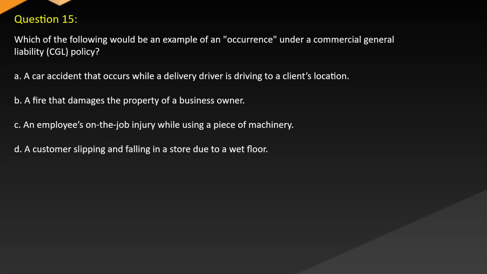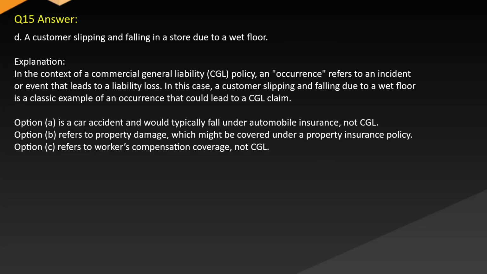Question 15. Which of the following would be an example of an occurrence under a commercial general liability CGL policy? A. A car accident that occurs while a delivery driver is driving to a client's location. B. Fire that damages the property of a business owner. C. An employee's on-the-job injury while using a piece of machinery. D. A customer slipping and falling in a store due to a wet floor. Correct answer: D. A customer slipping and falling in a store due to a wet floor.